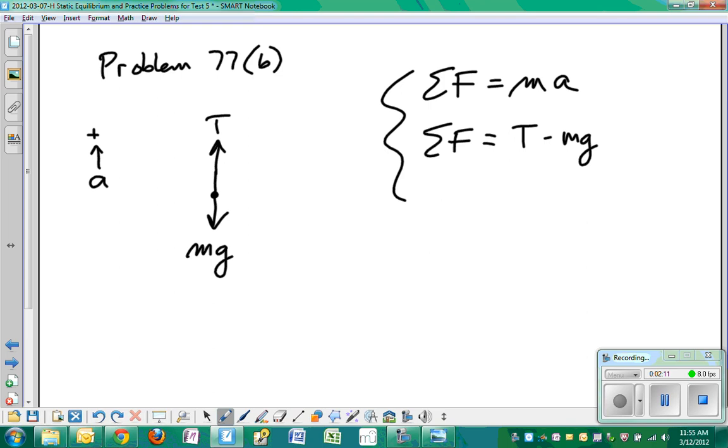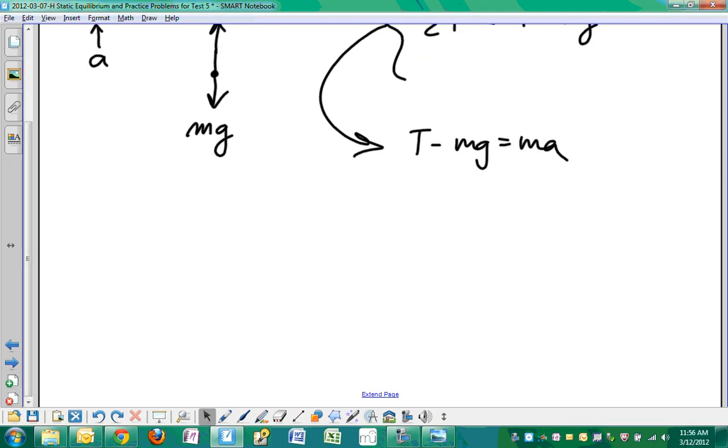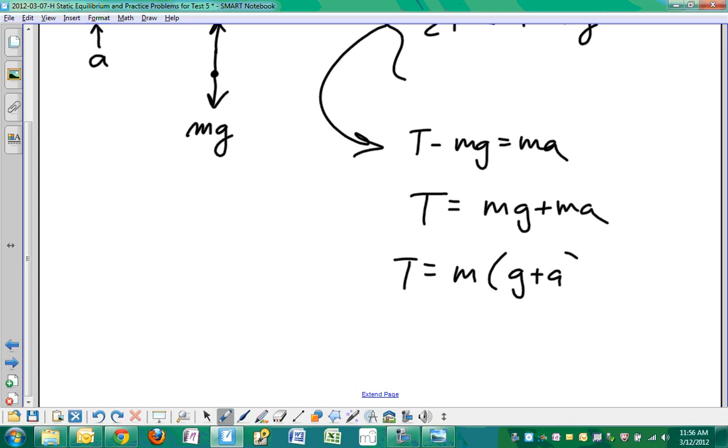All right? Setting those together, here's the elevator equation again. T minus mg is equal to ma. We're going to get there. You can sense it. It's happening. Wait for it. Wait for it. T equals mg plus ma, factoring out m. T is equal to m times the quantity g plus a. Ding. We're there. Okay? That's the elevator equation.